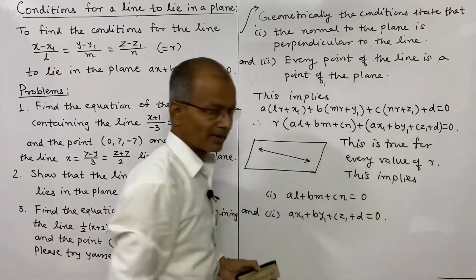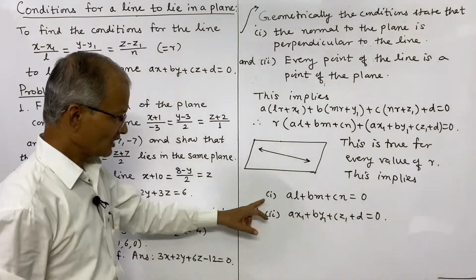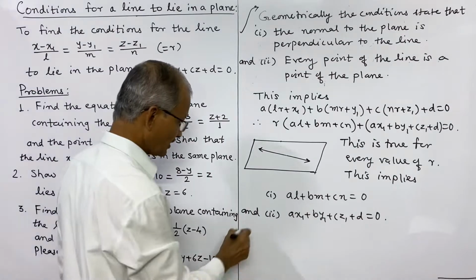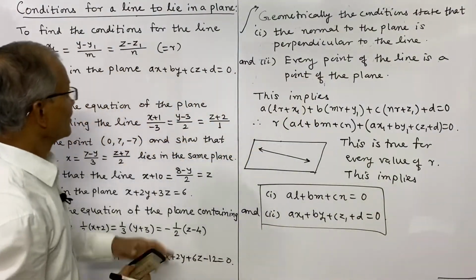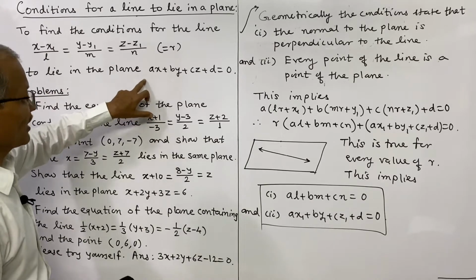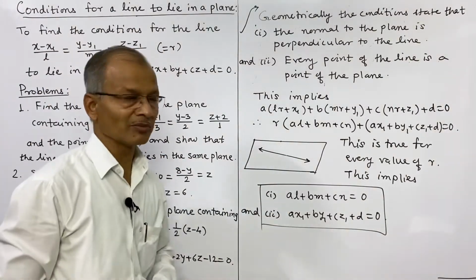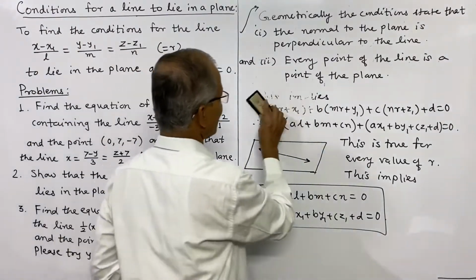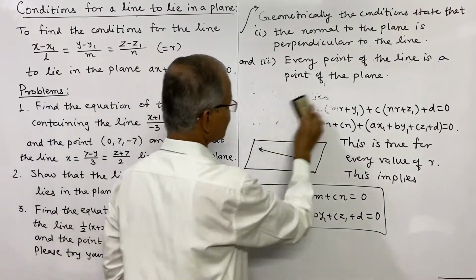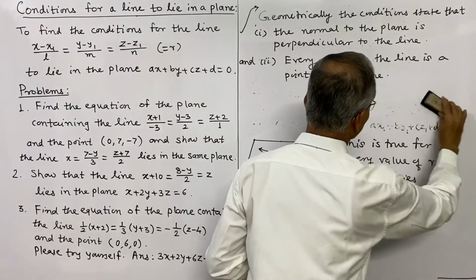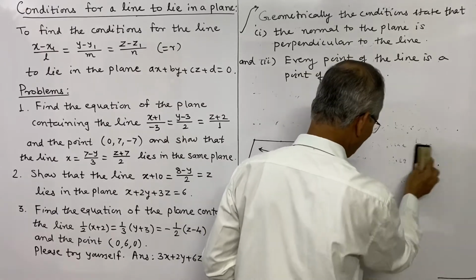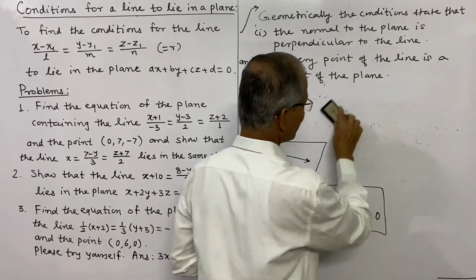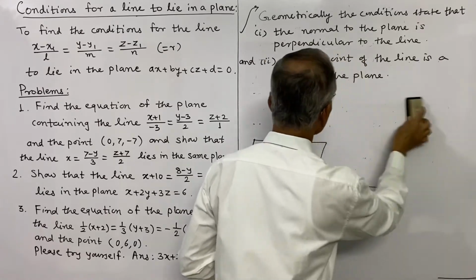So thus we have obtained two conditions which are to be remembered. If a line lies on the plane or lies in the plane, then these two conditions must be satisfied. Now we shall write a corollary for this, about how to obtain the equation of a plane containing the given line.